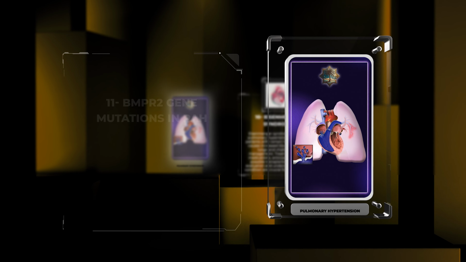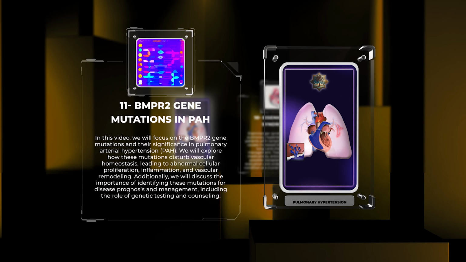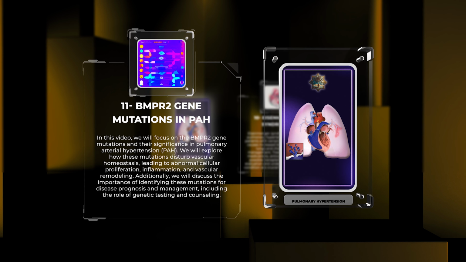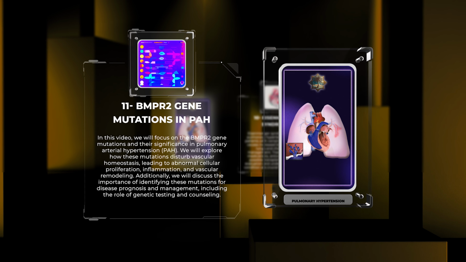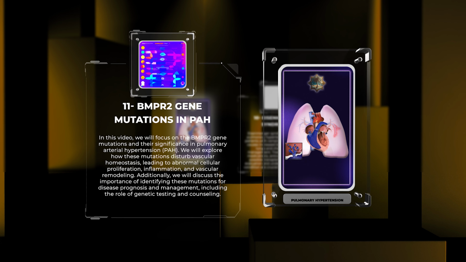In this video, we will focus on the BMPR2 gene mutations and their significance in pulmonary arterial hypertension, PAH. We will explore how these mutations disturb vascular homeostasis, leading to abnormal cellular proliferation, inflammation, and vascular remodeling. Additionally, we will discuss the importance of identifying these mutations for disease prognosis and management, including the role of genetic testing and counseling.